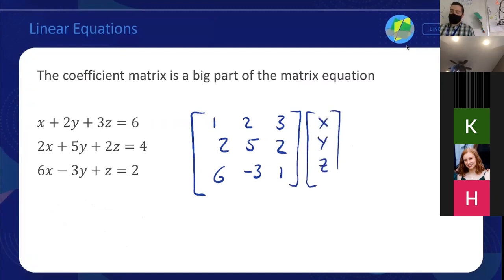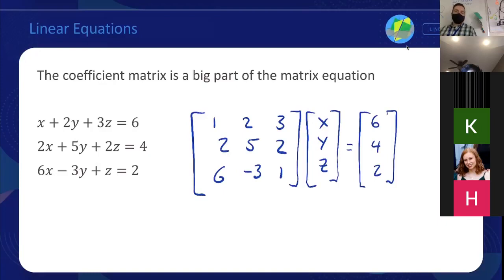Just pay attention. It's not always x, y, and z. It could be a, b, and c. It could be x1, x2, x3, whatever. And then that should give us a vector 6, 4, 2. Okay, and so we have this one matrix equation.